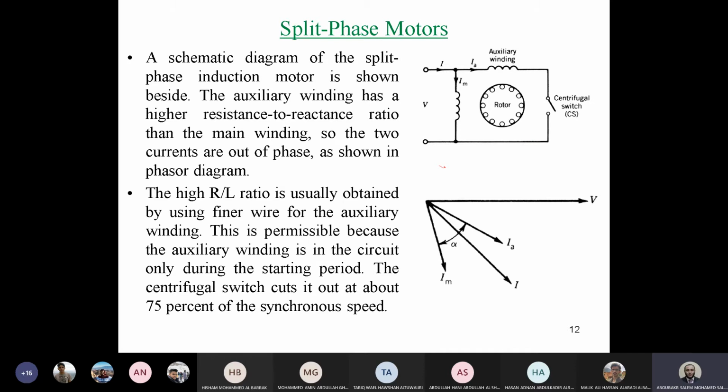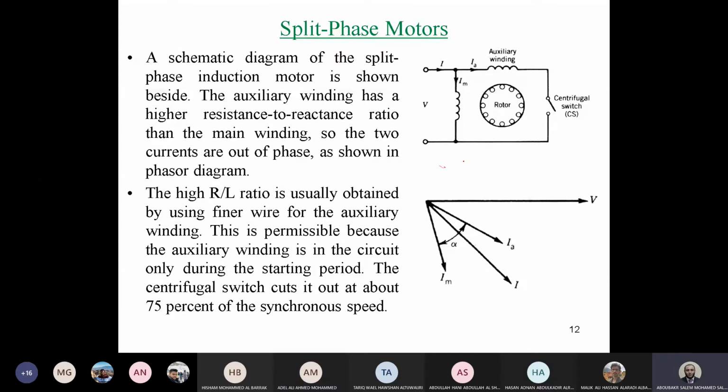Doctor? Go ahead. The switch of the auxiliary winding, is it on the rotating part or on the stator part? All of these parts are in the stator. However, it's facing the rotor motion, so the rotor motion itself will affect this switch, because of the high speed. So when you reach a certain speed, which is 75% of synchronous, it will be affected and disconnect the motor. Right. Okay.